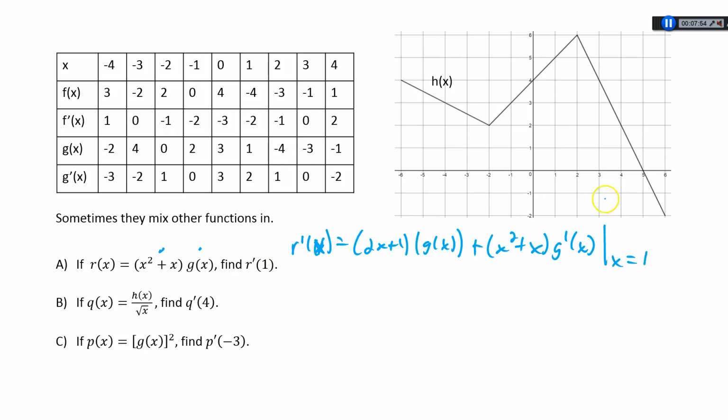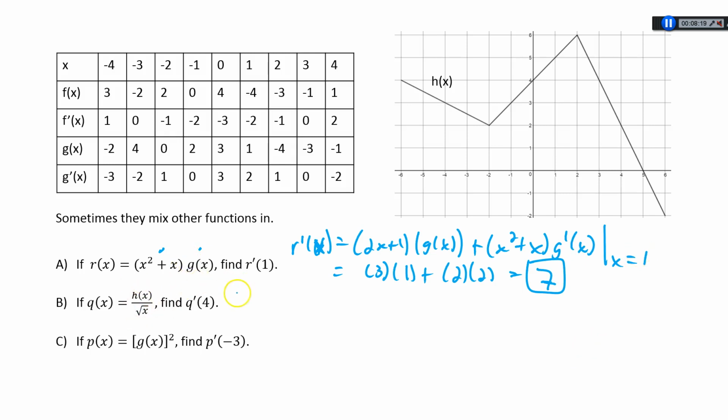Looks like 1. So that's going to be 2 times 1 is 2, plus 1 is 3, times g of 1. G of 1 is 1, plus x squared plus x is 2, times g prime of 1, which is 2. So it looks like 3 plus 4 is 7. Nice. All right, quotient rule with a root.